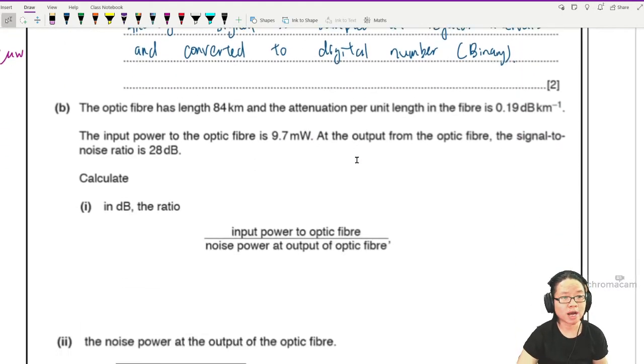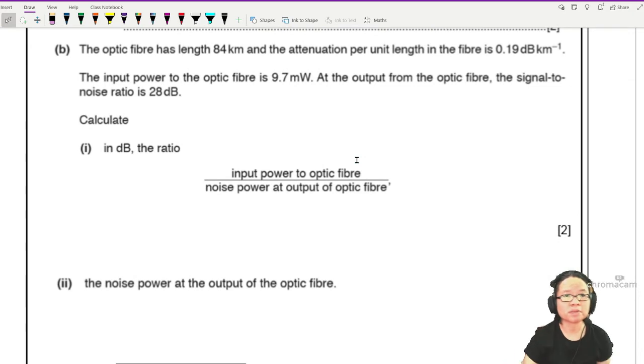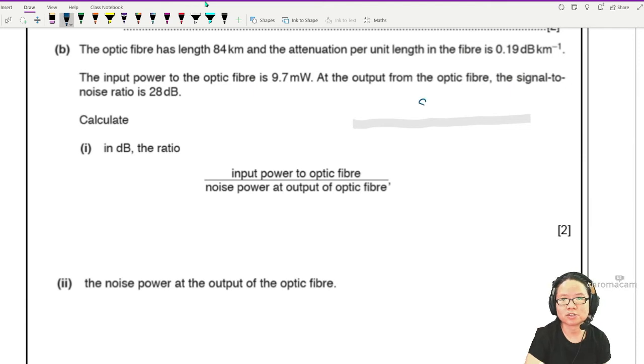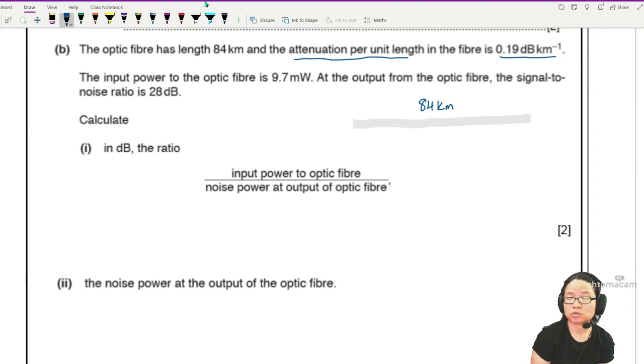Moving on to the next part, part B. The optic fiber has a length of 84 kilometers. I'm just going to roughly draw out a line to represent the optic fiber. And this optic fiber is pretty far, 84 kilometers, with an attenuation per unit length of 0.19 decibel per km. So this means when you travel every kilometer, your intensity drops by 0.19 decibel.